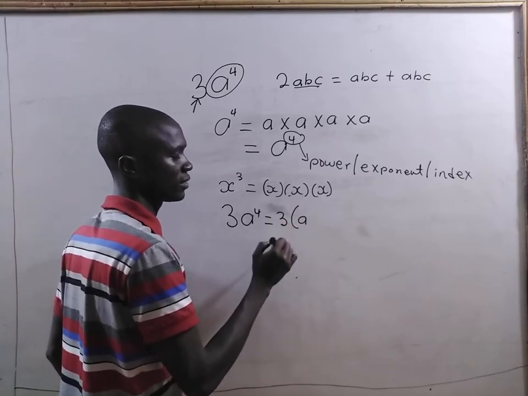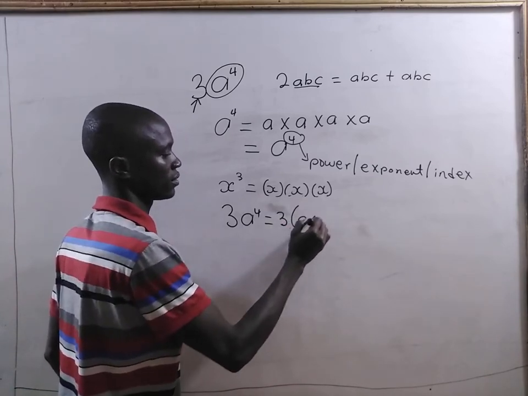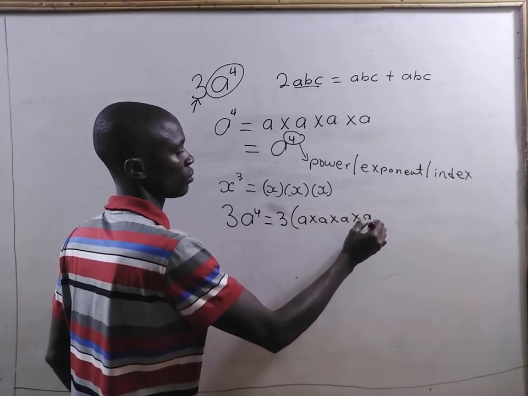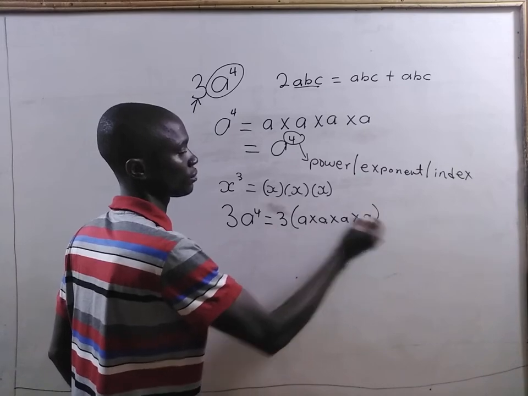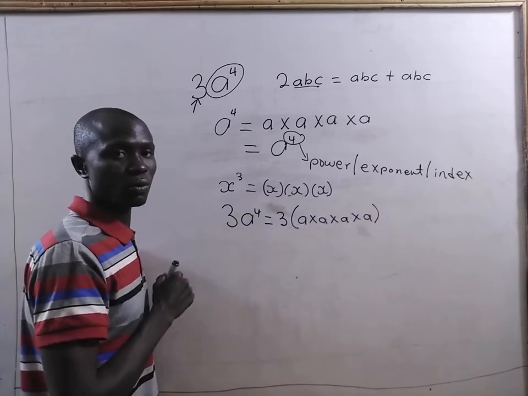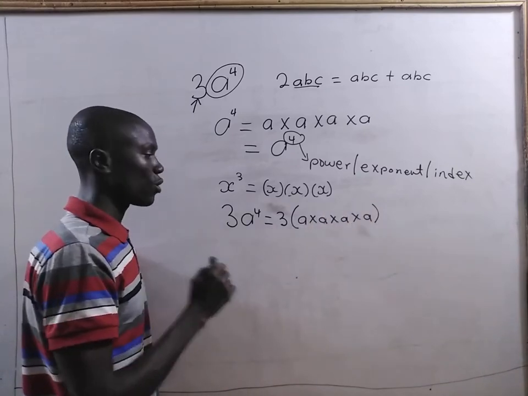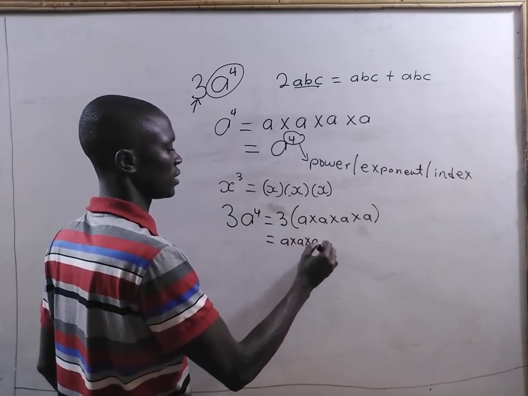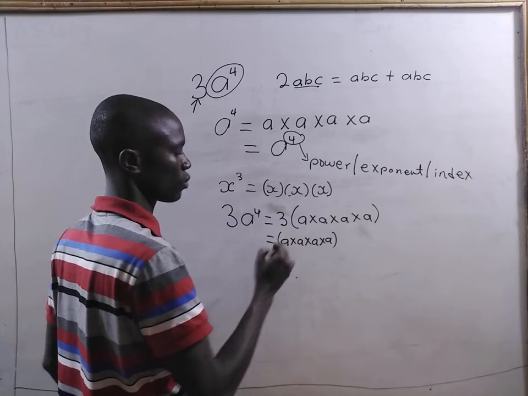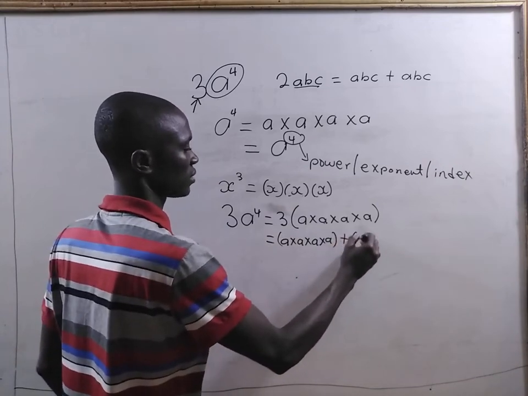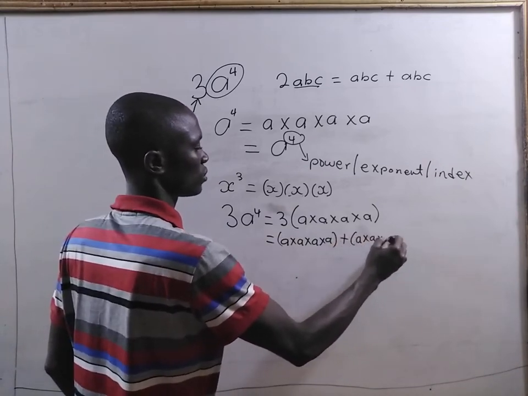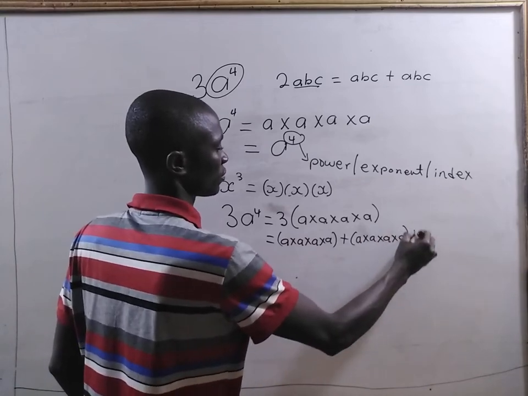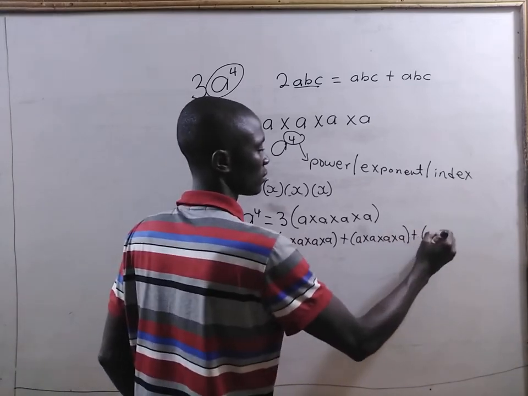So now, if I write 3a to the power 4, then it means that I have 3 multiplying a times a times a times a. 1, 2, 3, 4. Or it means that I have a times a times a times a, 1, 2, 3, 4, plus another 1, 2, 3, 4, plus another.